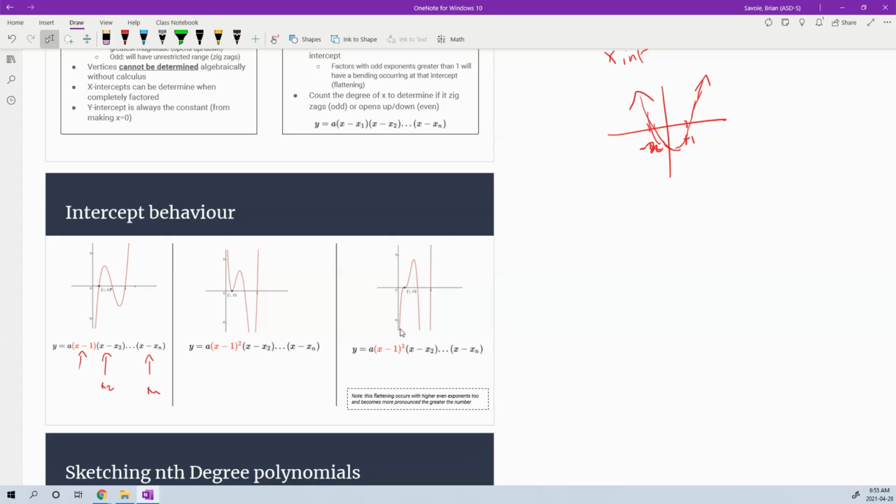There is some behavior here that we want to note: when we have even degree exponents there, we're going to have a bounce at the intercept, so it bounces. Okay, so it doesn't matter whether we're talking about 2 or 4 or 10 or 100. What you would see happening at the intercept is it will hit the intercept and bounce off.